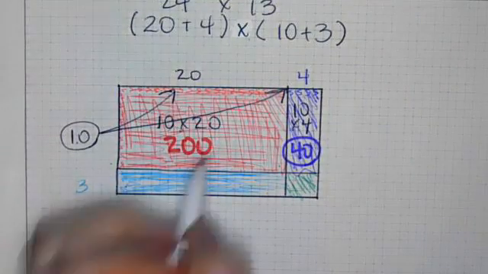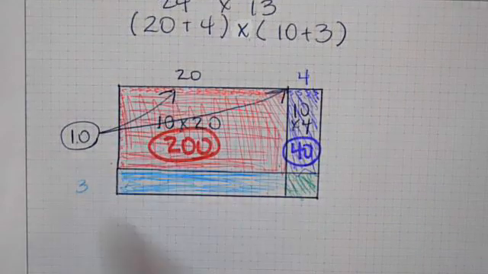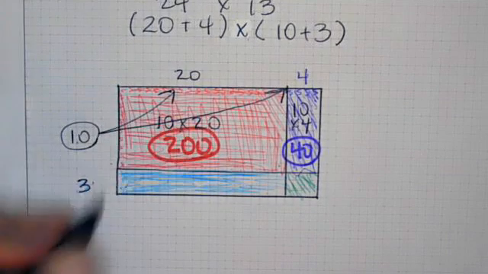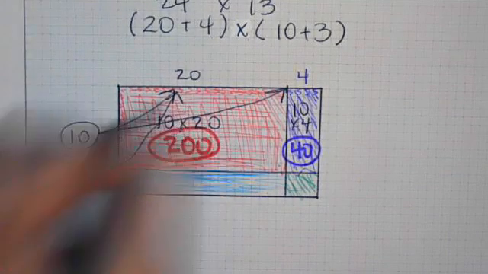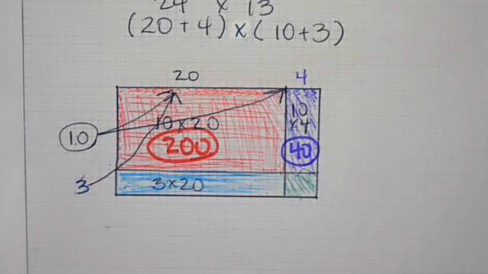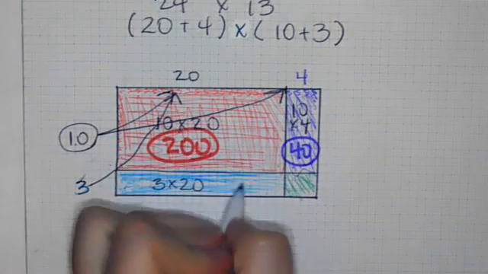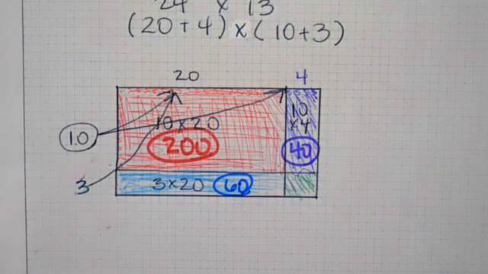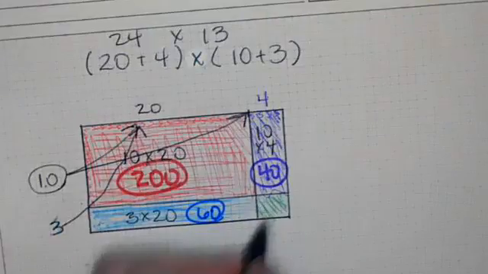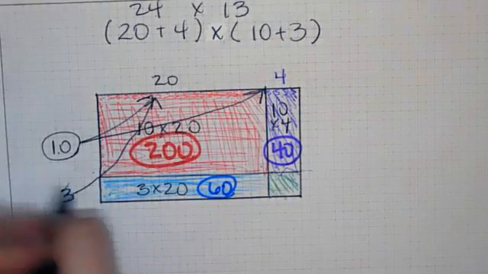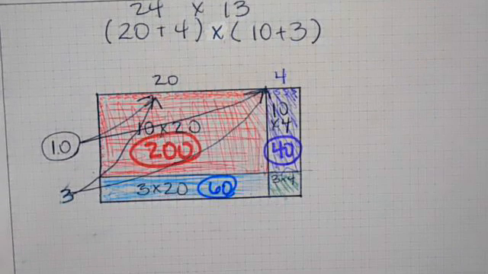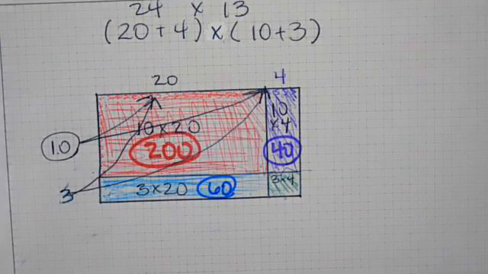The next thing I want to do now is I have taken this 3 down here, and I need to distribute this 3 to this 20. 3 down, 20 across. 3 times 20. 3 times 2 is 6, with that additional 0, which is 60. And lastly, I have 3 and the 4. That's where I get this. 3 down, 4 across. Distribute the 3 to the 4. 3 times 4, which is 12.